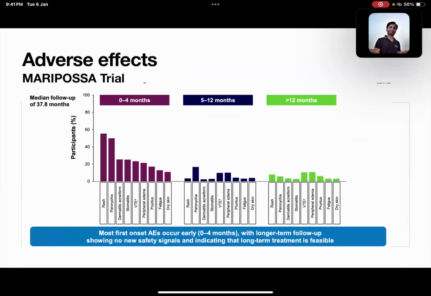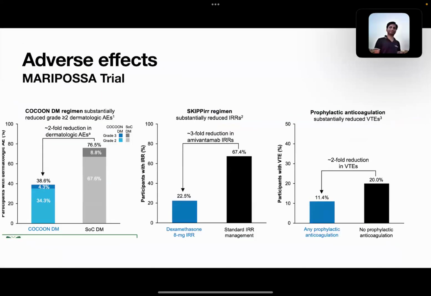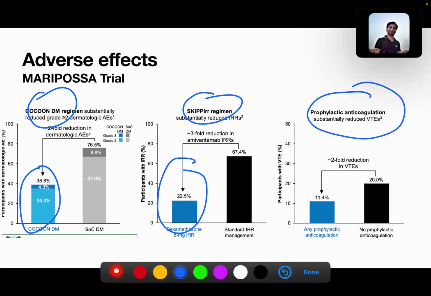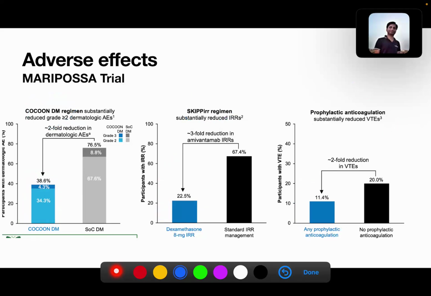And that is what we saw in the trial. So basically, with this COCOON protocol, dermatological toxicities came down significantly. With the SKIPPER protocol, hypersensitivity reactions came down significantly, and with prophylactic anticoagulation, venous thromboembolism came down significantly.